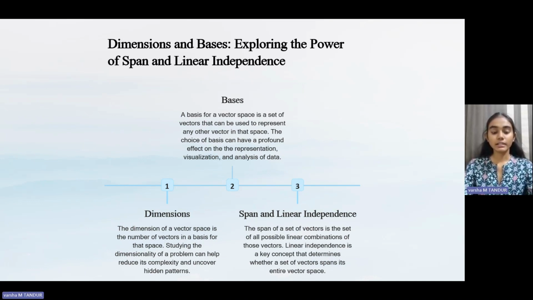The dimensions. The dimension of a vector space is the number of vectors in a basis for that space. Studying the dimensionality of a problem can help reduce its complexity and uncover hidden patterns. Span and linear independence. The span of a set of vectors is the set of all possible linear combinations of those vectors. Linear independence is a key concept that determines whether a set of vectors spans its entire vector space.